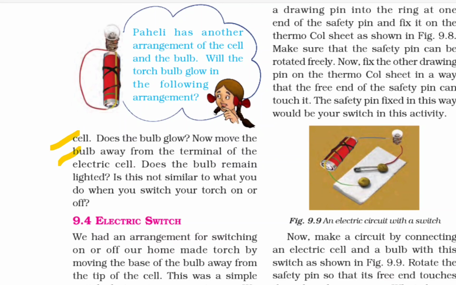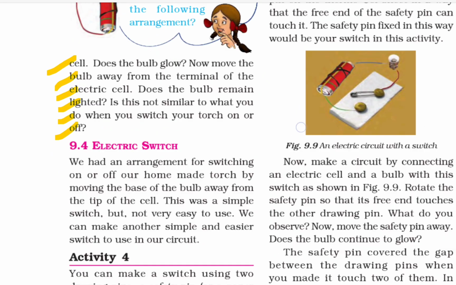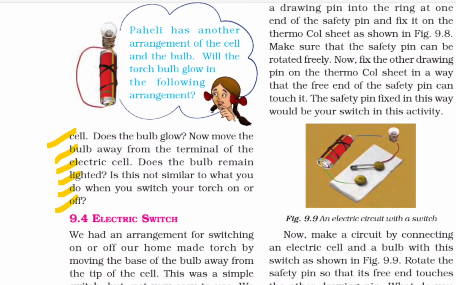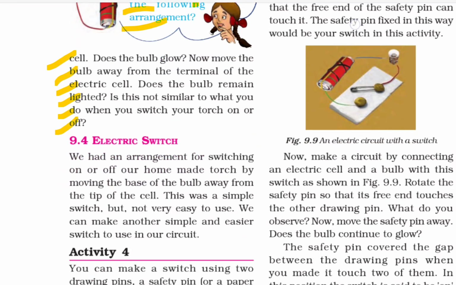Now move the bulb away from the terminal of the electric cell. Does the bulb remain lighted? Is this not similar to what you do when you switch your torch on or off? Paheli has another arrangement of the cell and the bulb. Will the torch bulb glow in the following arrangement?